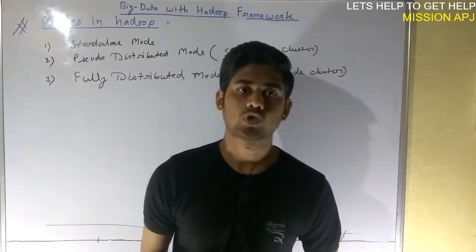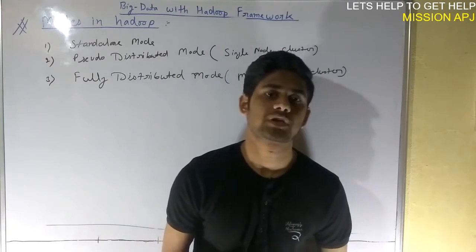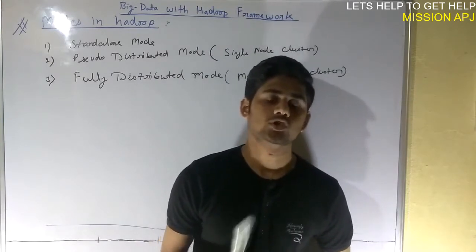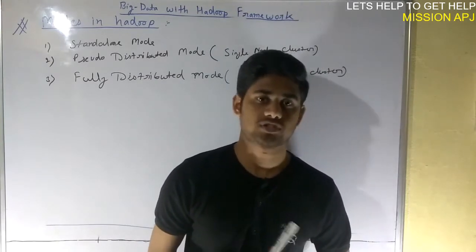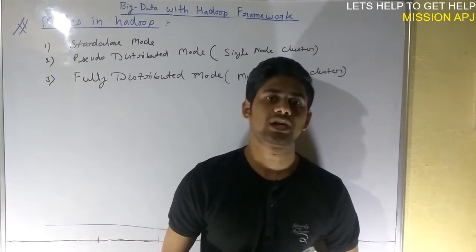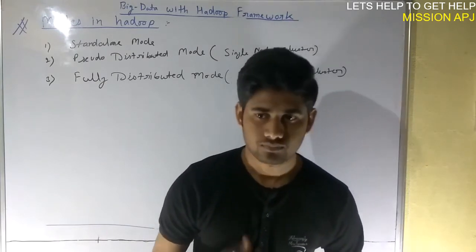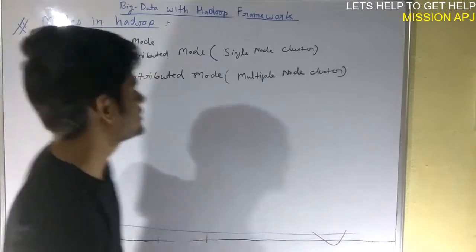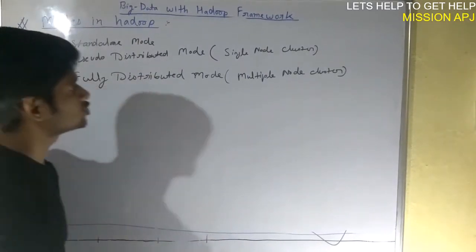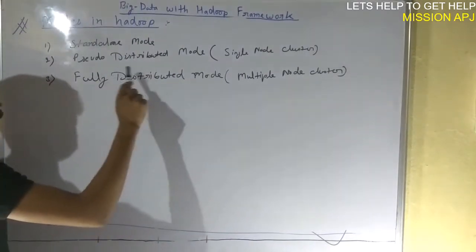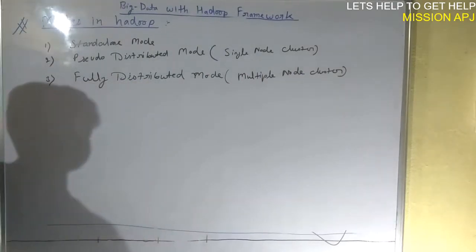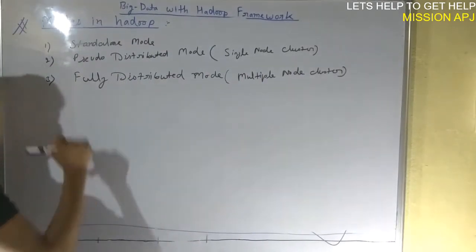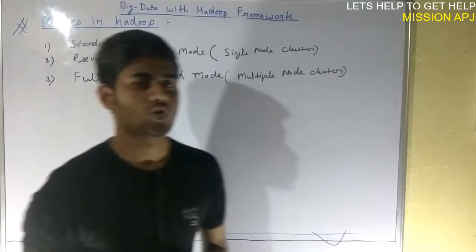Hadoop nodes, different modes in which Hadoop can be used. There are three modes in which Hadoop can be used. The first one is standalone mode, the second is pseudo distributed mode, that is single node cluster, and the third is fully distributed mode, multiple node cluster.